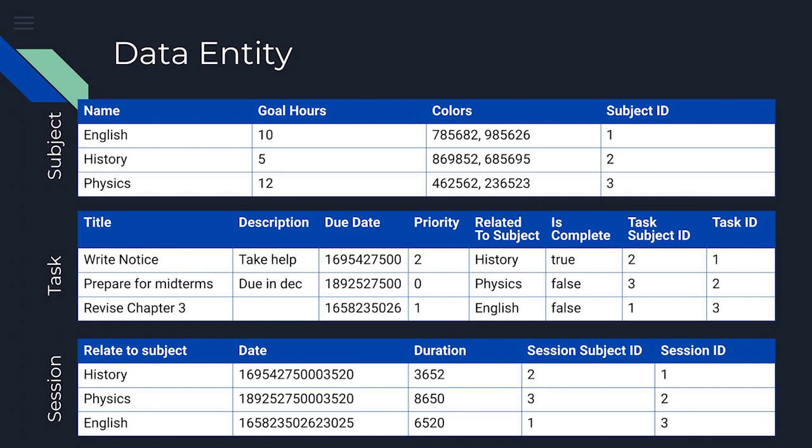First entity, we will keep the data related to the subject. Second one for the data related to task. And third one will be the data related to the session. And in the task entity and session entity, we will also keep the subject ID which will be related to these tasks and sessions. So now let's go to the Android Studio and first create these entities.